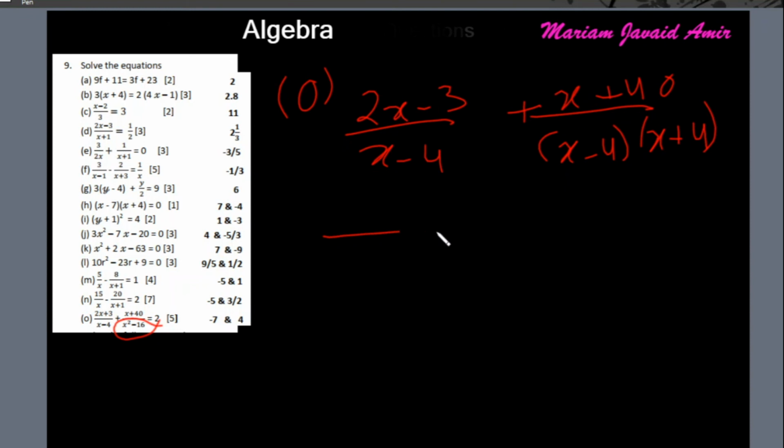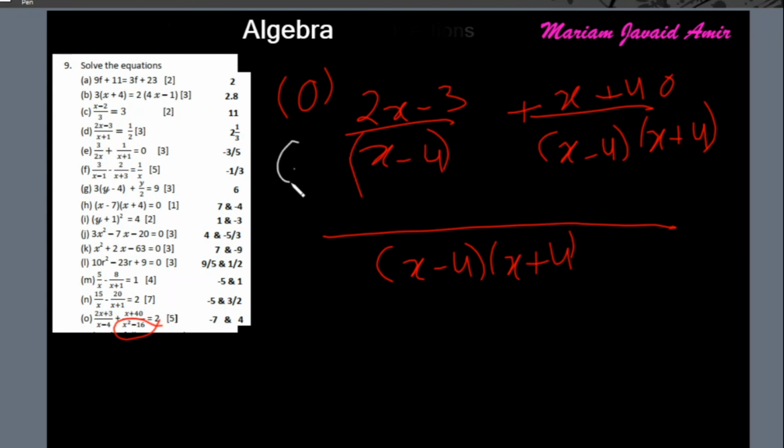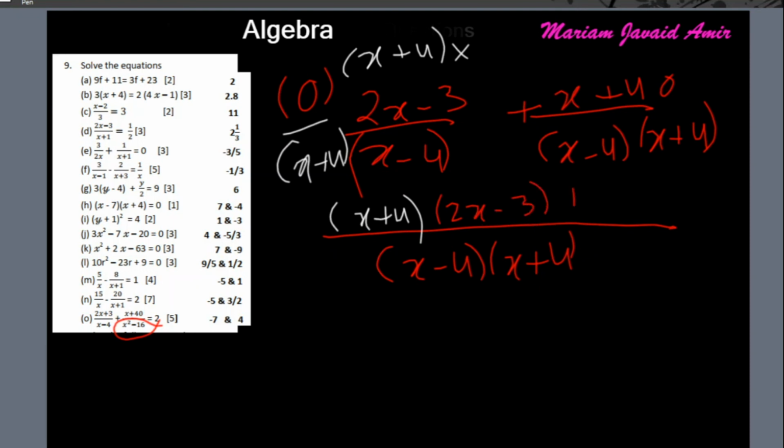Alright, next we'll take the LCM. LCM will be x minus 4, x plus 4. This will get multiplied to x plus 4 in the denominator, and then we'll also have to do the same in the numerator. So the numerator becomes x plus 4 times 2x minus 3 plus x plus 40, and this is equal to 2 as well.